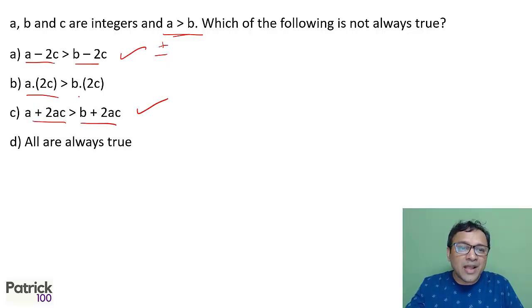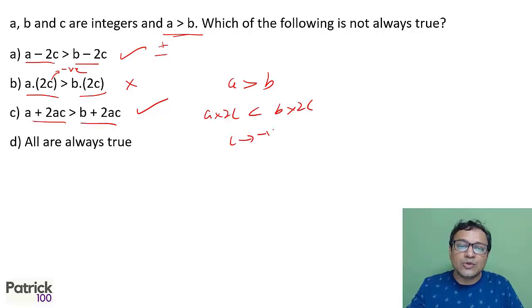But the moment you multiply, the sign will change if the number is negative. So if C is negative, then this will not be satisfied. Even if A is more than B, A into 2C will be less than B into 2C if C is negative. So this will not be satisfied. So B is the one which is not always true.